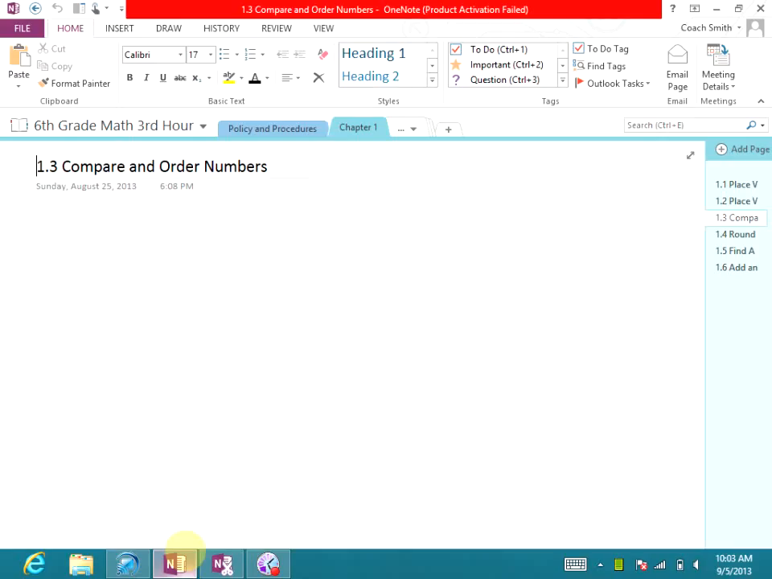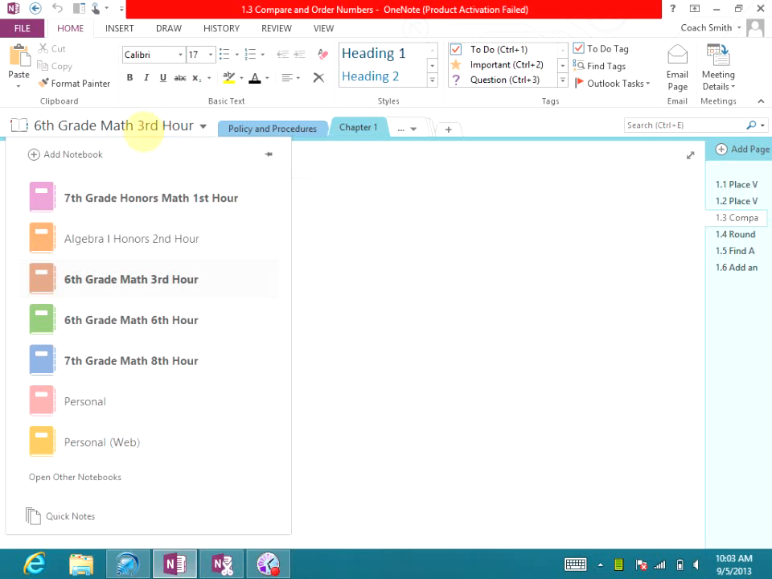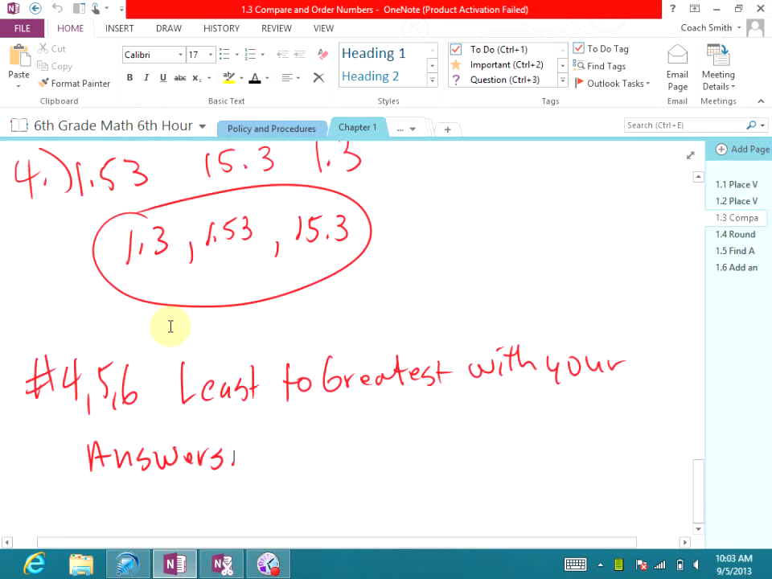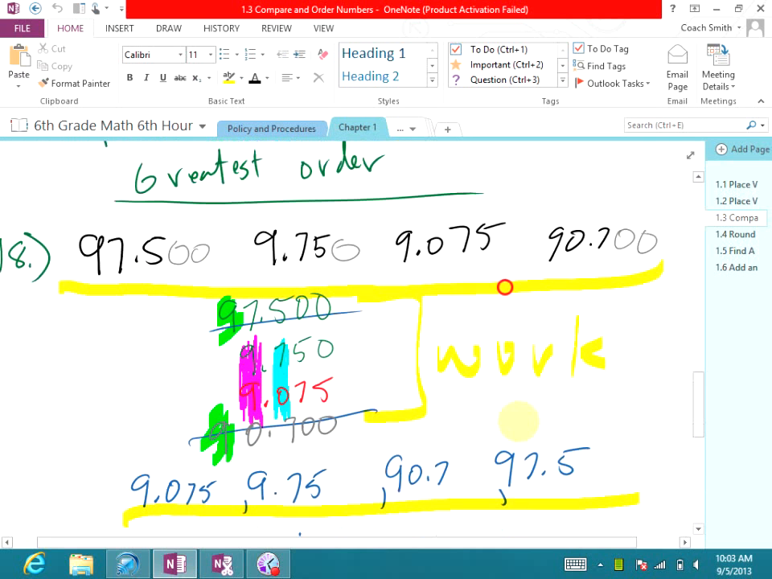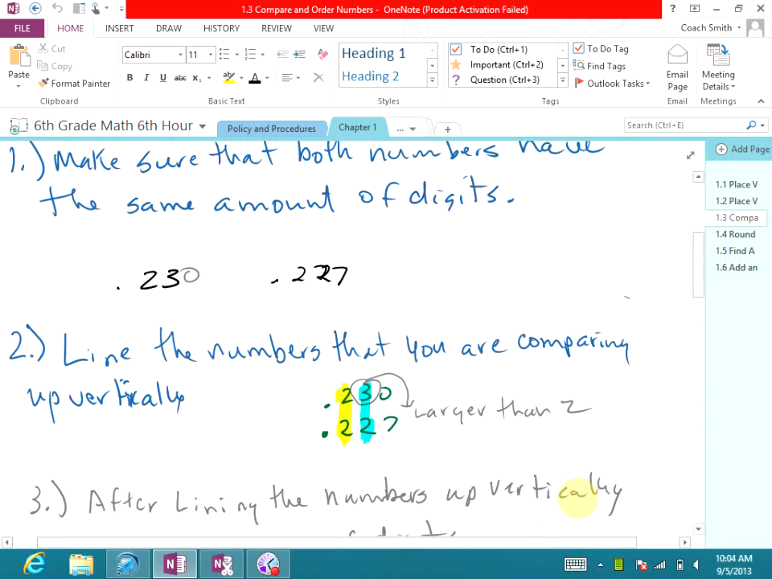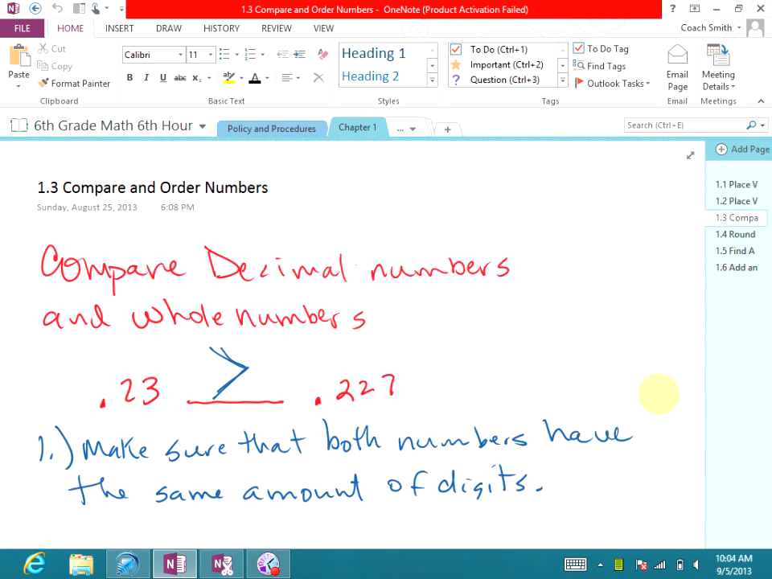Order numbers. I'm going to look back here at another one. I did this yesterday in 6th grade, and I want to look at a certain example I did yesterday. There it is. Okay, that's what I used. All right.